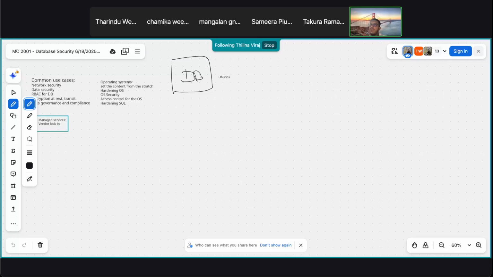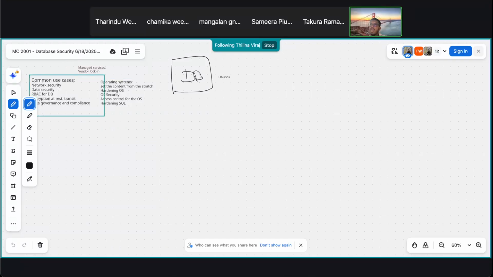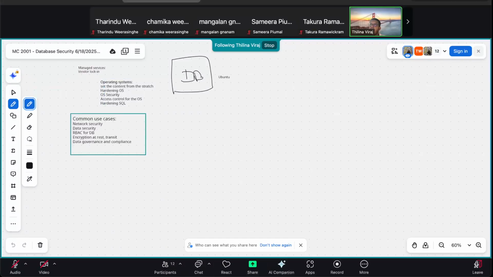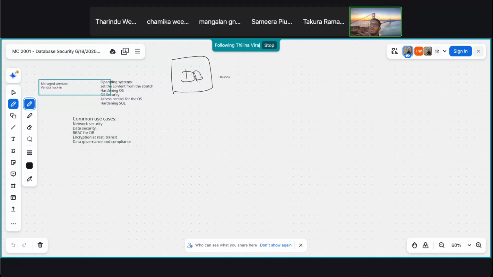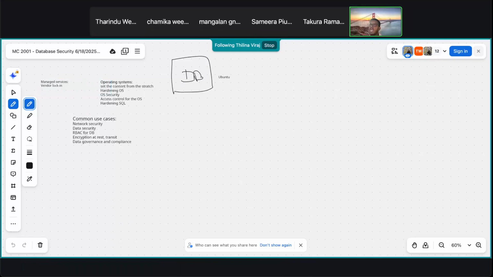Right. So there can be three sets of issues, right? This one is specifically for managed services. This is a common use case, and I'll put this here so it will be much easier for you all to check. Here we are talking about the managed services, and the OS ones are here, and the common use cases are separately mentioned. So what else?